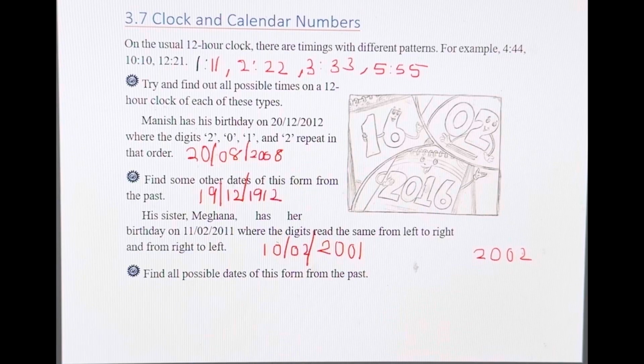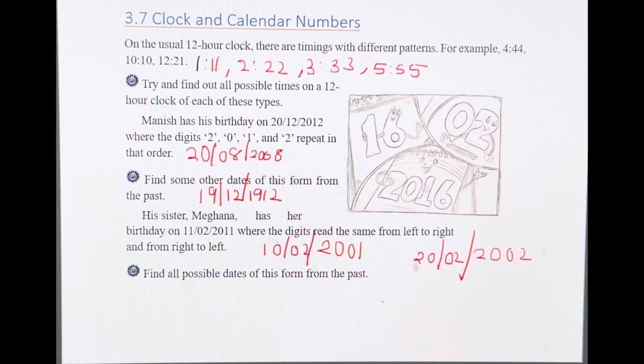So what will be the reverse of 02? It will be 20. So we take the date as 20 and we take the month as the second month, February. So 2002, 2002. Whether you read from right or left, it is the same.